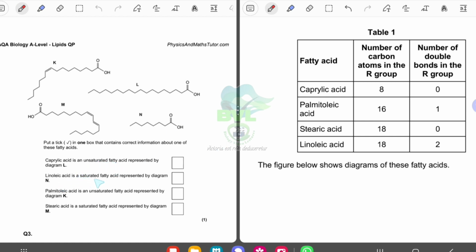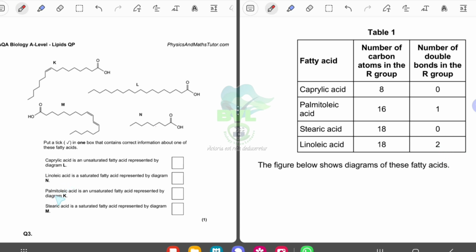Linoleic acid is a saturated fatty acid, which means it should not have any carbon to carbon double bond. So from this diagram, this is N, this is E here. It says from this diagram there is no double bond, but from the table it has two double bonds, because of the number of double bonds in the R group. So this tells us that it does have double bonds. Maybe there was a mistake here. So this is also wrong because of this table. From this diagram it seems correct, but from the table it's not correct, so we can't take that as well.